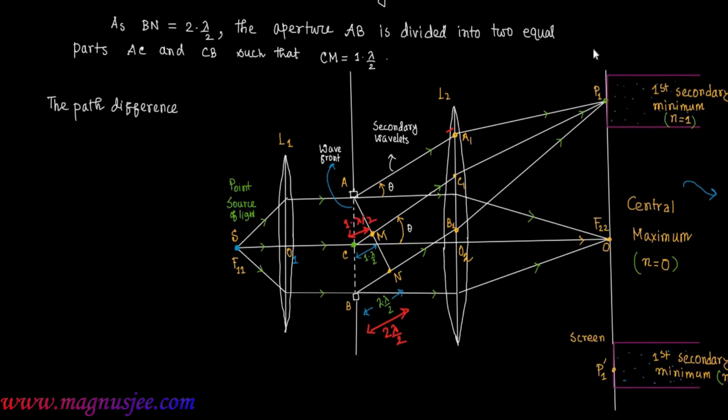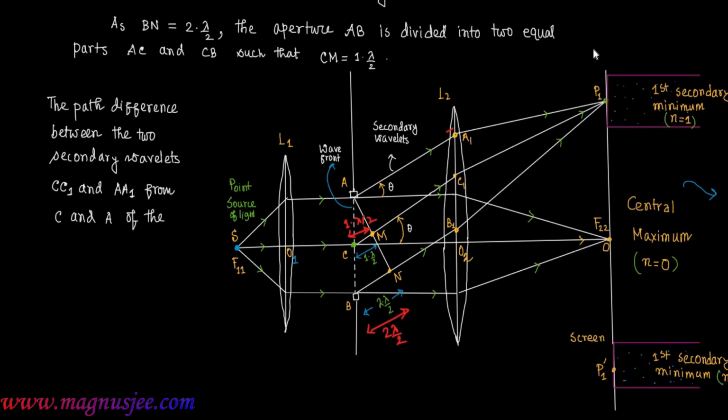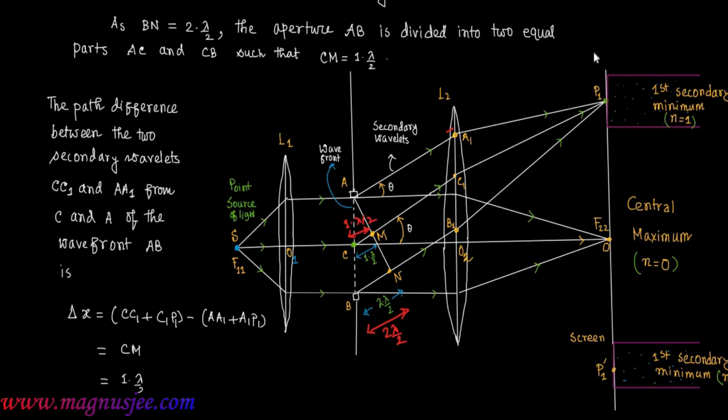So here the path difference between the two secondary wavelets CC1 and AA1 from the points C and A of the wavefront AB is given by delta x is equal to CC1 plus C1P1 minus AA1 plus A1P1, that is equal to only CM.